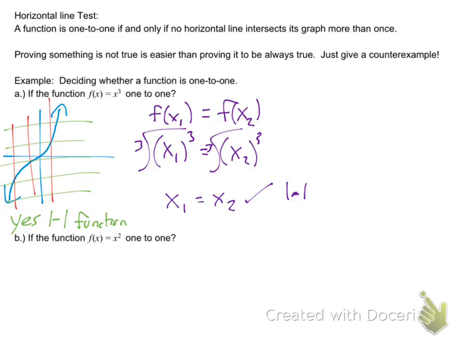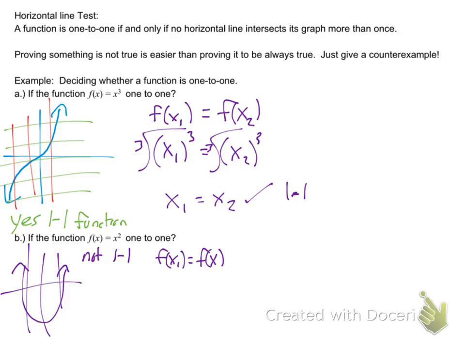If I moved on to the second one, it's a parabola. Is it a function, first of all? Yes, it passes the vertical line test. Does it pass the horizontal line test? No. So this is not 1-to-1. But if I wanted to show that algebraically, some of us might be like, oh, okay, well then can't I still do this? And it shouldn't work, right?